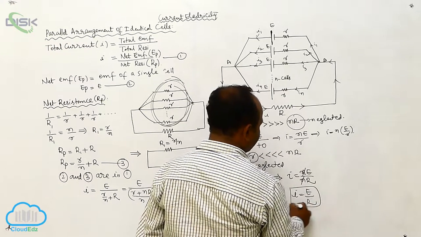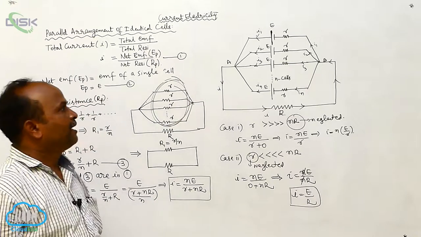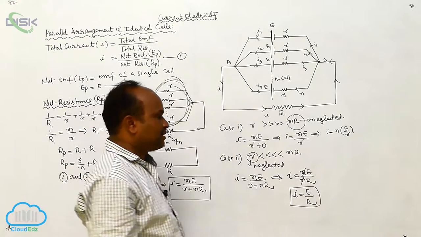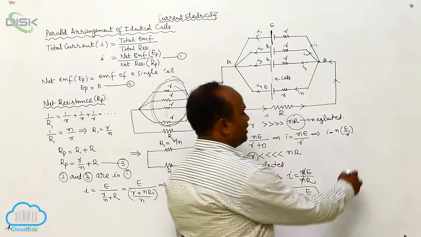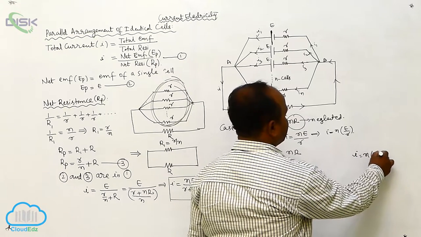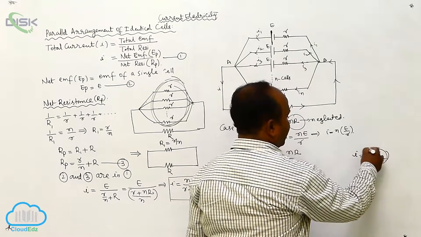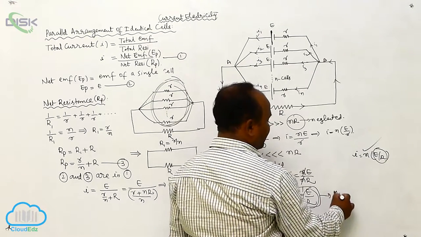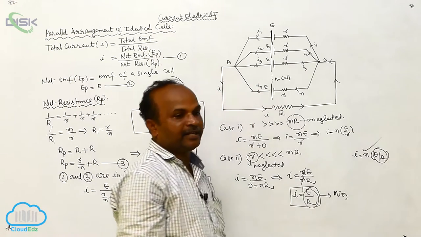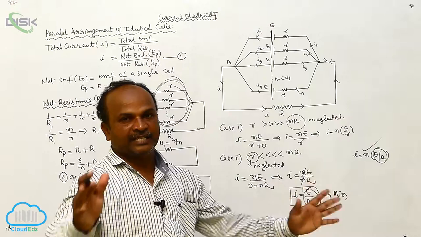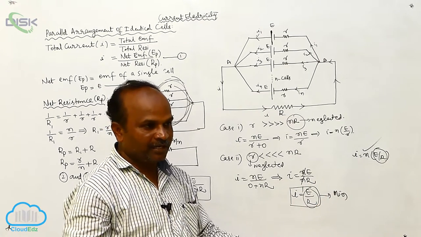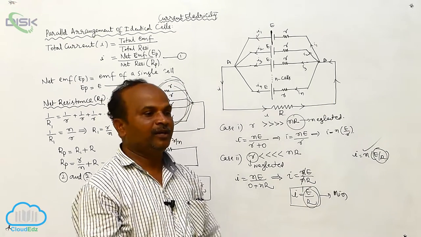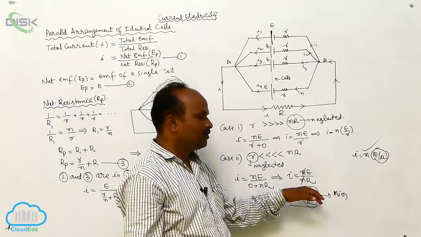Now, when comparing this to the earlier series case: in series, the maximum current is I equal to n into e by r, that is e by r, n times, whereas here e by r is only one time. Therefore, whenever we require minimum current, we use parallel arrangement of cells. Whenever we require maximum current, we use series arrangement. For minimum current you get the parallel arrangement, I is equal to E by R.